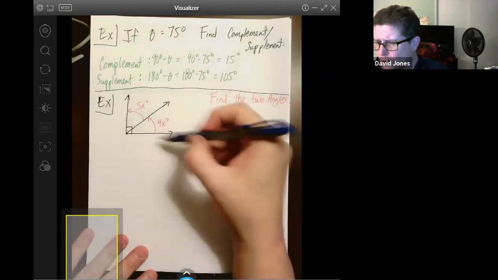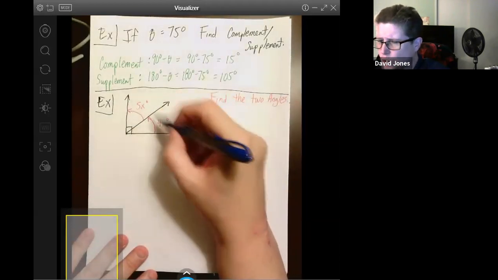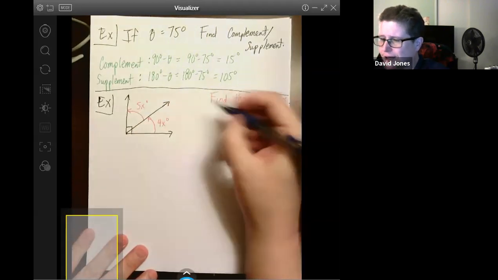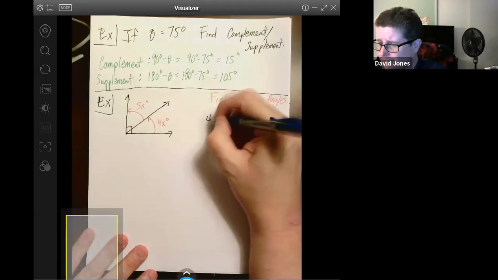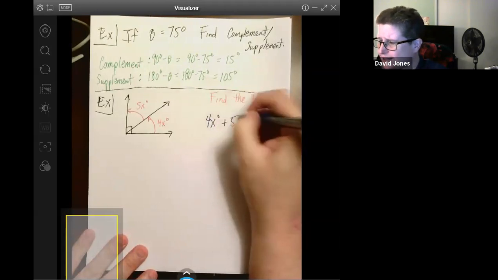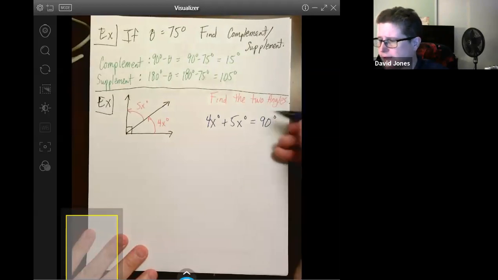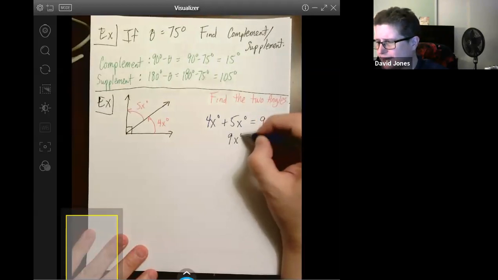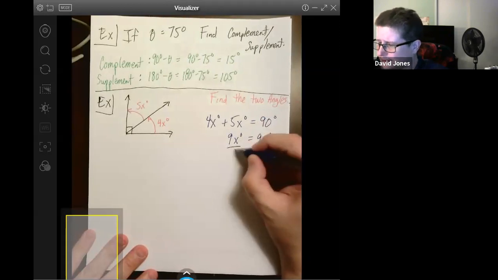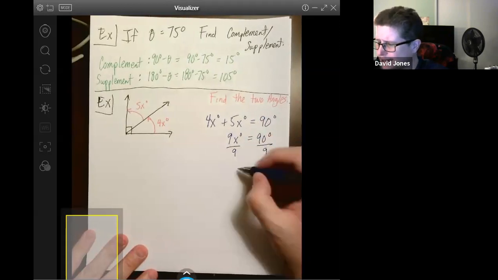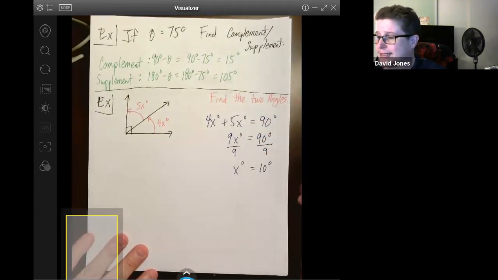Okay, so what do we know here? We have a right angle. This is 90 degrees. We know that the two angles that add up to 90 degrees are complementary angles. So we have 4x degrees plus 5x degrees equals 90 degrees. We add those together. We have 9x degrees equals 90 degrees. Isolate x by dividing by 9. X degrees equals 10 degrees. So x is 10.